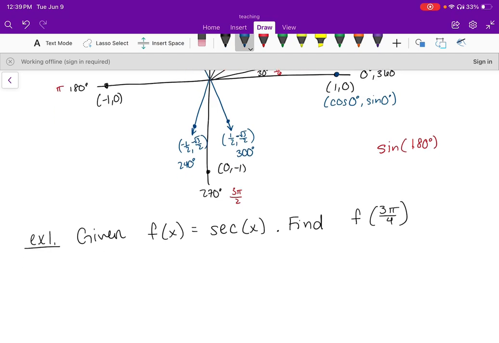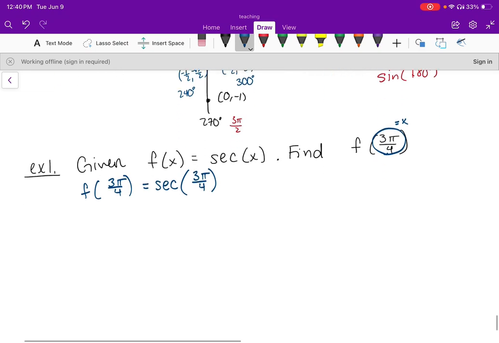So this is what we call function notation. It's just saying that you want to plug 3 pi over 4 in as your x value. So if I have f of 3 pi over 4, I would plug 3 pi over 4 into secant. And so we need to know what quadrant 3 pi over 4 is in. So this would be pi, or it can be written as 4 pi over 4. So 3 pi over 4 would come right before that. My reference is pi over 4, or 45 degrees.